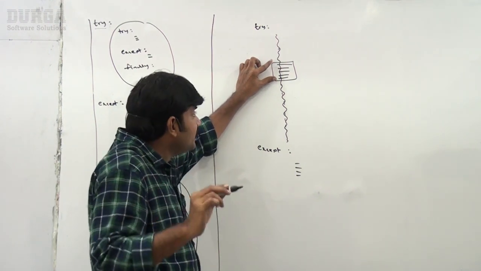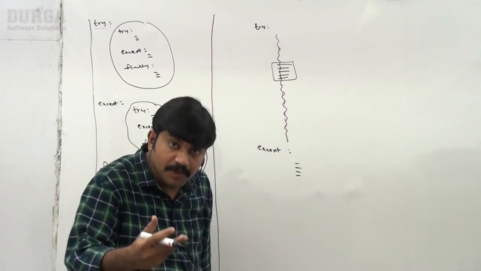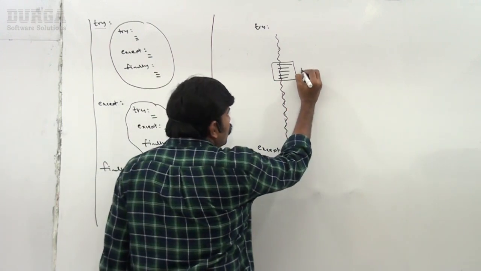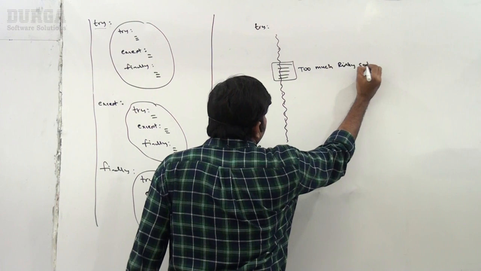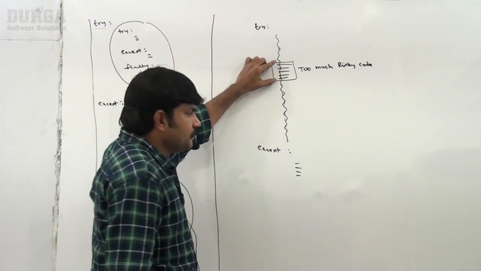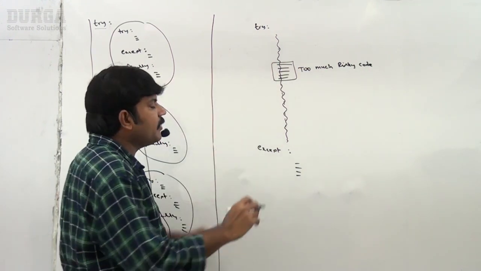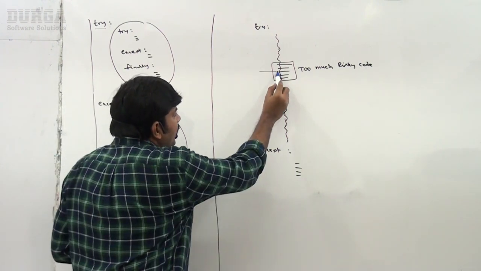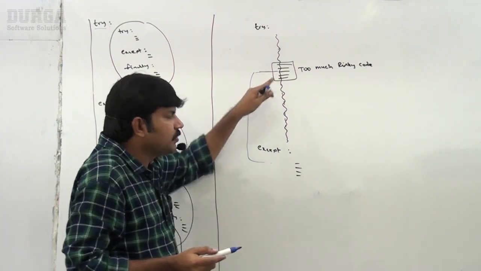What is the reason for that? Maybe it is communicating with a third party system, and that third party system may be down. So these few lines of code are too much risky code. Now observe very carefully. If I'm not taking any special care for this too much risky code, what will happen? If an exception rises, immediately the control will come to this except block, because this except block is responsible to handle it.